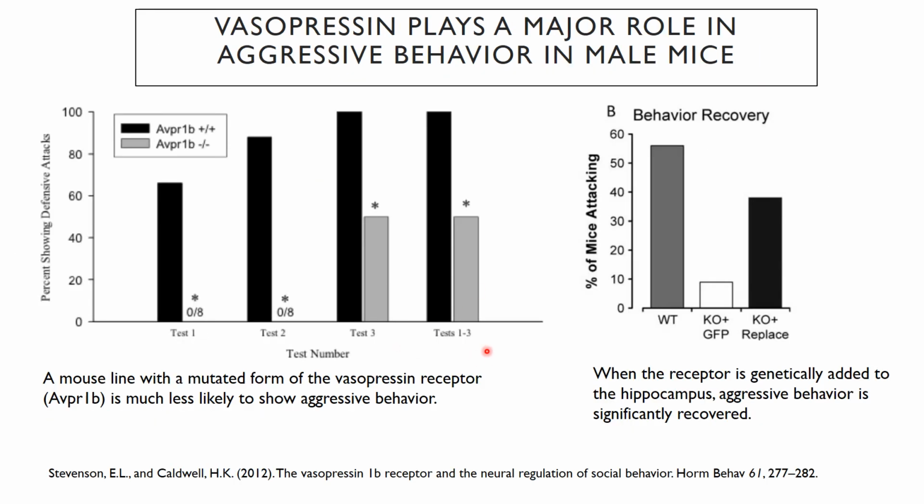So we're not going to spend a lot of time talking about aggressive behavior, but it is a form of social behavior. And mice are great for looking at aggressive behavior because they tend to be pretty aggressive. Male mice will fight with other male mice. And there's some evidence that indicates that vasopressin plays a role in facilitating aggressive behavior in mice.